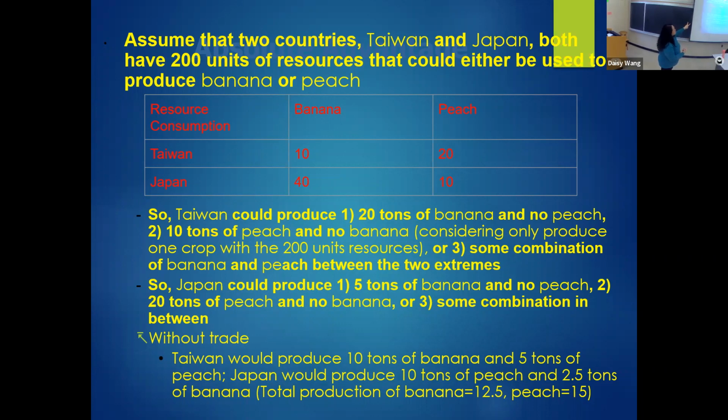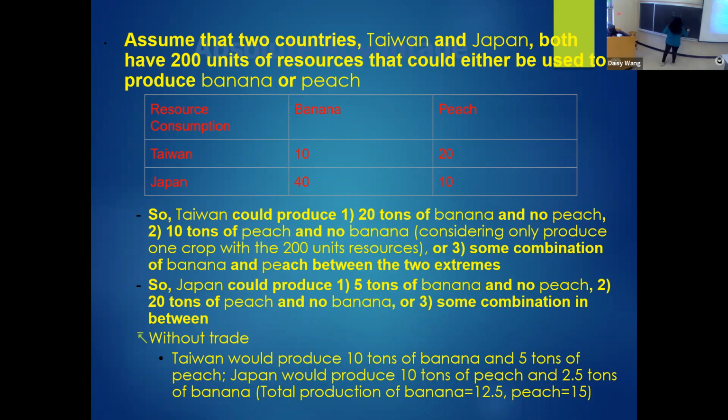With the 200 units of resources, Taiwan can produce 20 tons of banana and 0 peach, or 10 tons of peach. If we produce 10 tons of banana, it will cost us 100 units of resources, and then we have 100 left. So we will have 10 tons of banana, and then we have 5 tons of peach. So anything in between this.